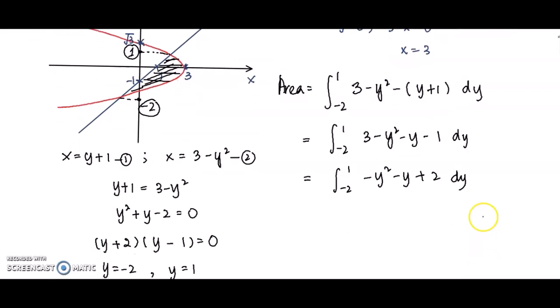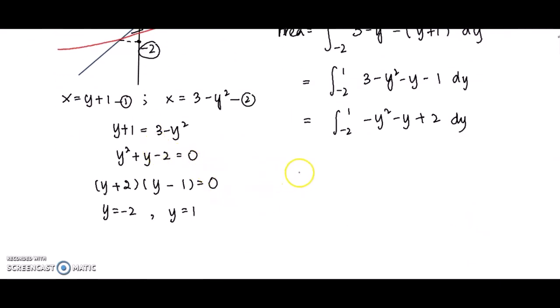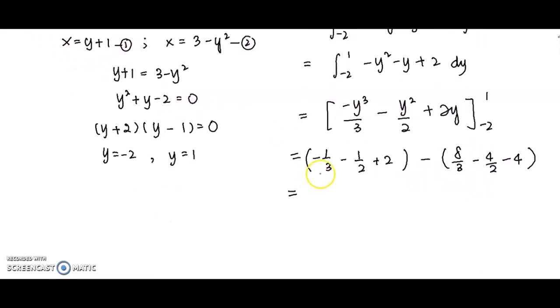Now you can start to integrate. You've got negative y cubed over 3 minus y squared over 2 plus 2y. Then put in your upper limit and lower limit. After you have substituted the upper limit minus the substitution of the lower limit, you got the answer 4 1/2, 4 1/2 unit squared.